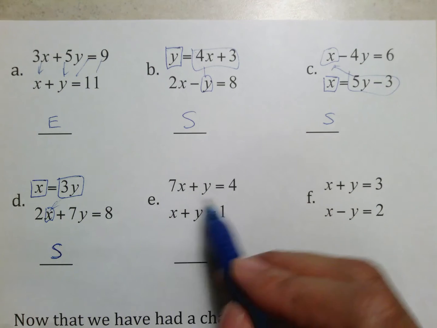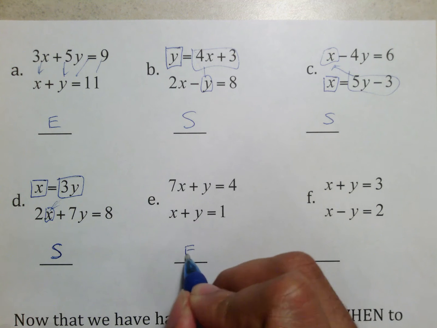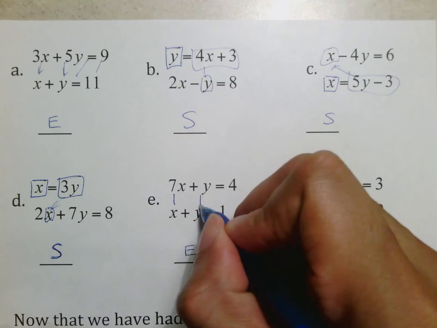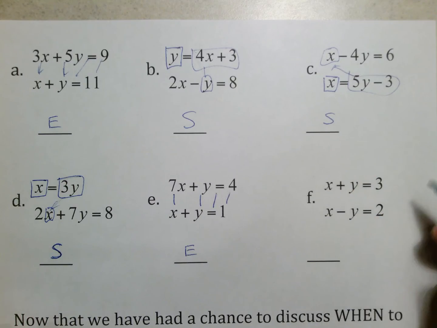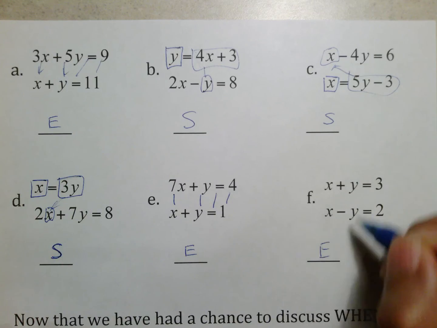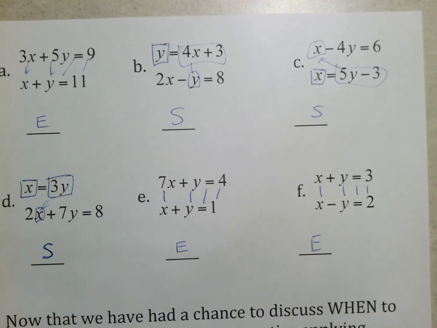Looking at E, I don't see an x equals, I don't see a y equals, so it's definitely not substitution. This one has to be elimination. Again, notice your x's are lined up, y's lined up, equals lined up, and constants lined up. And then the last one, again, I don't see an x equals or y equals, so this also has to be elimination. Notice x's, y's, equals, and numbers, everything lined up. So in that case, I would get rid of one variable and find the other one.